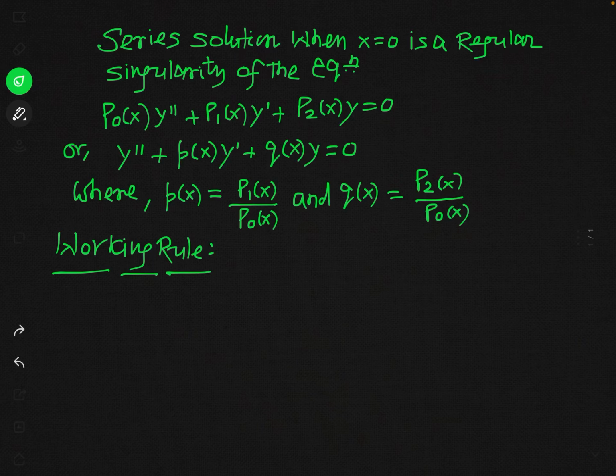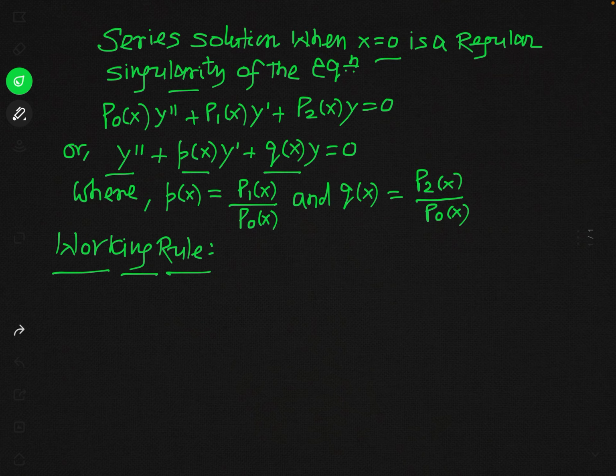Today we are going to discuss the series solution when x equal to 0 is a regular singularity of the equation p naught of x y double prime plus p1 of x y prime plus p2 of x y equal to 0. In fact, you can write this equation in this manner too: y double prime plus a small p of x y prime plus a small q of x y equal to 0.